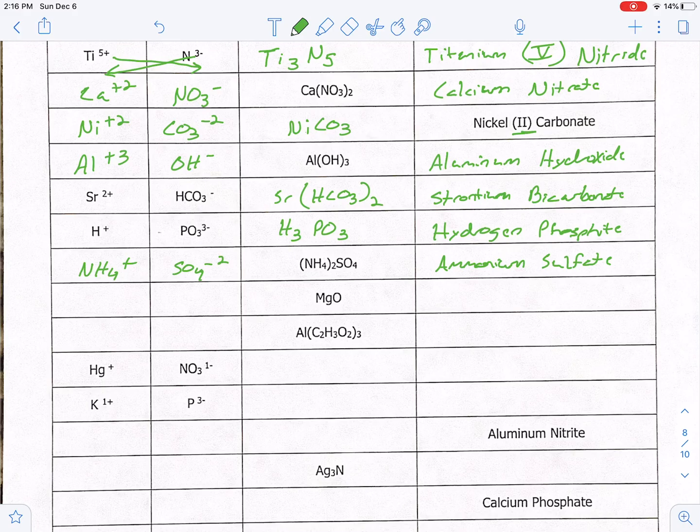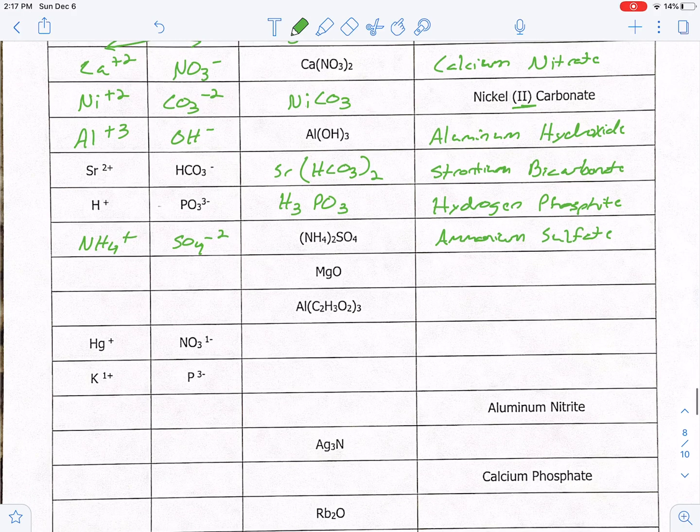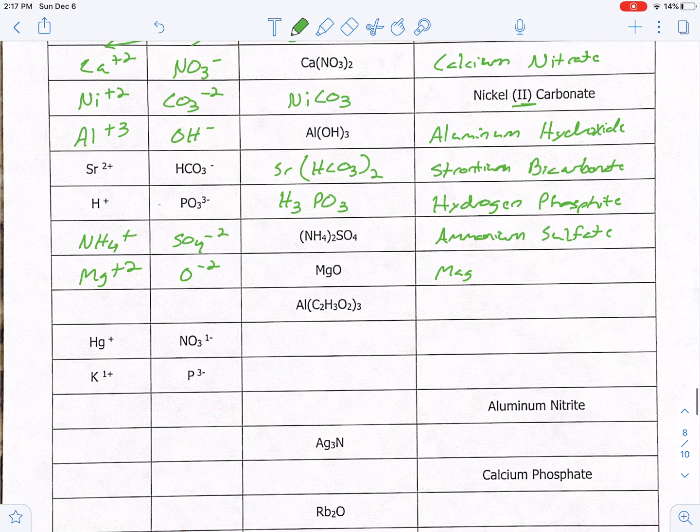Okay, next one we have MgO. Remember, I usually start off with my anions. If you look up oxygen on the periodic table, it has a charge of -2. And if you look at magnesium, it has a charge of +2. Magnesium is not a transition metal, so it does not need a Roman numeral.